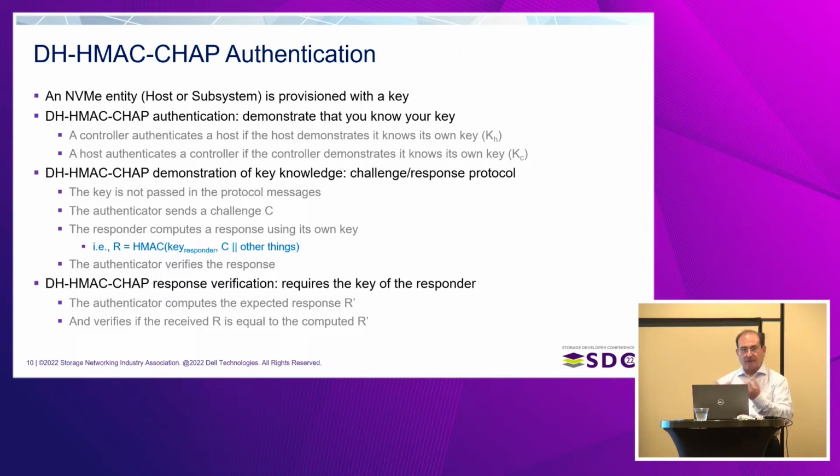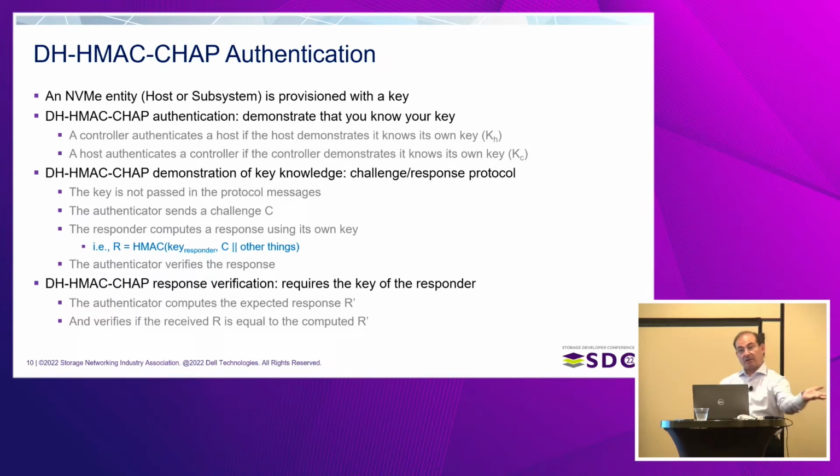How do you demonstrate this key knowledge? It is a challenge response protocol. The key is not passed in protocol messages. The key stays on the entities and is kept secret over there. The authenticator, the entity that is trying to authenticate the other entity, sends a challenge. The responder computes a response using its own key. The response is computed by using this HMAC function, using the key of the responder as key, and using the challenge as the parameter to compute the response, plus additional things. And we will see that.